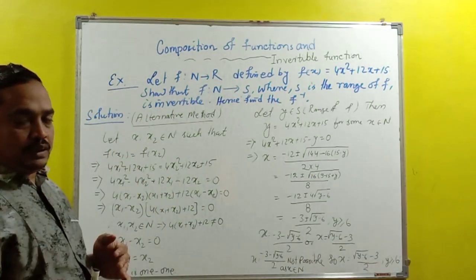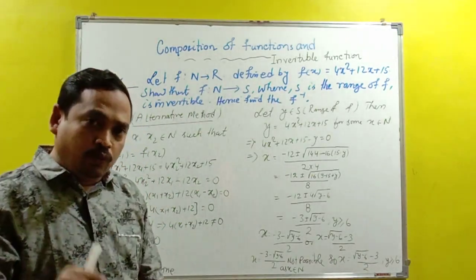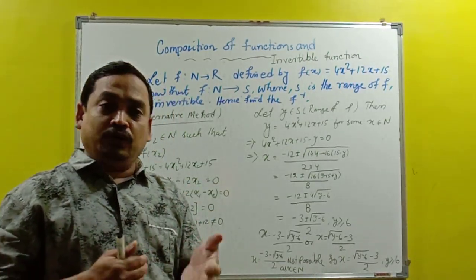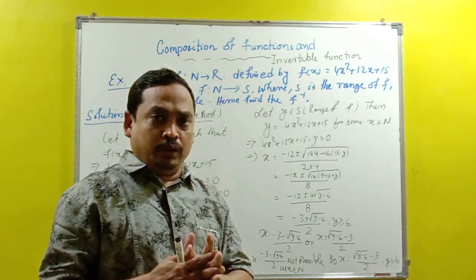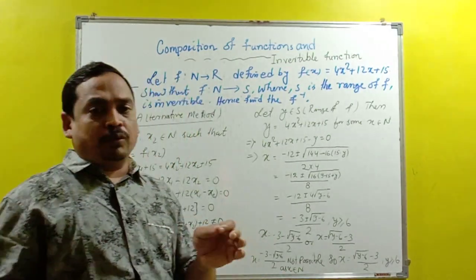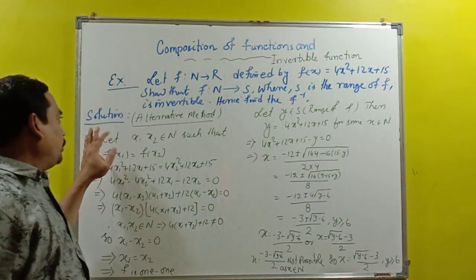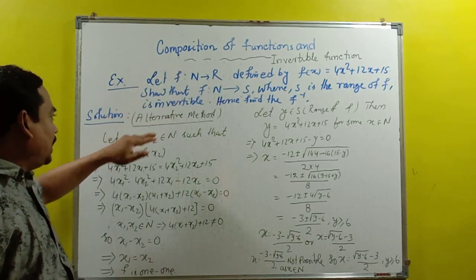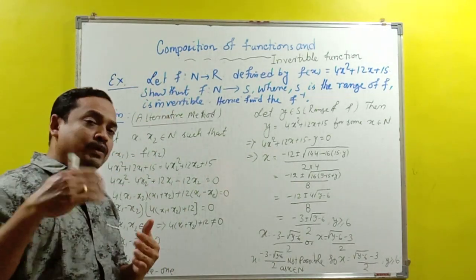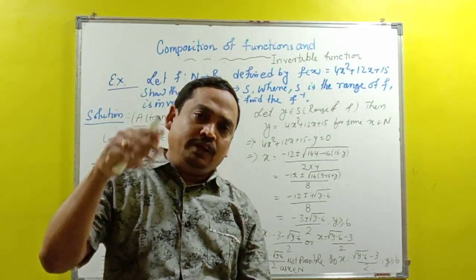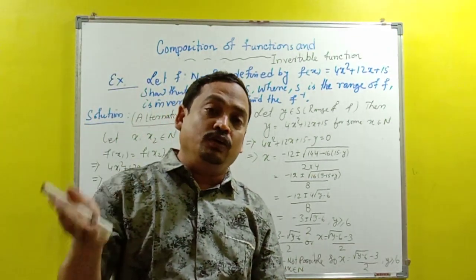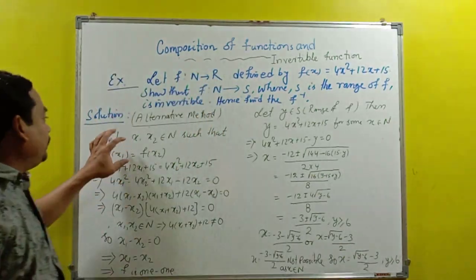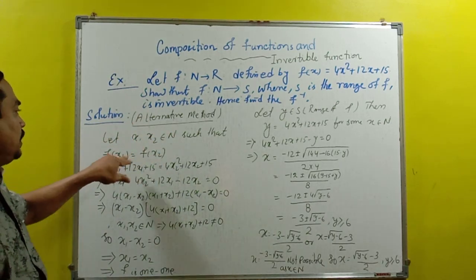How will we proceed? As our argument told, a function is invertible if we are able to show it is one-one and onto, then the function is invertible. Let us show that this function is one-one. Here we take x1, x2 belongs to domain N such that f of x1 is equal to f of x2. What was the definition of one-one? f of x1 is equal to f of x2, if it implies x1 is equal to x2, then the function is one-one.